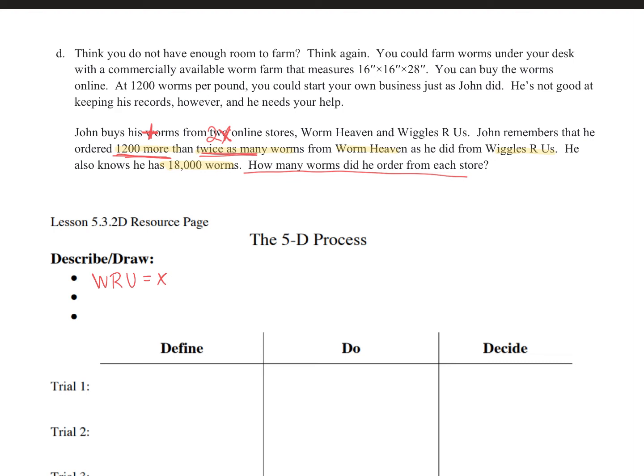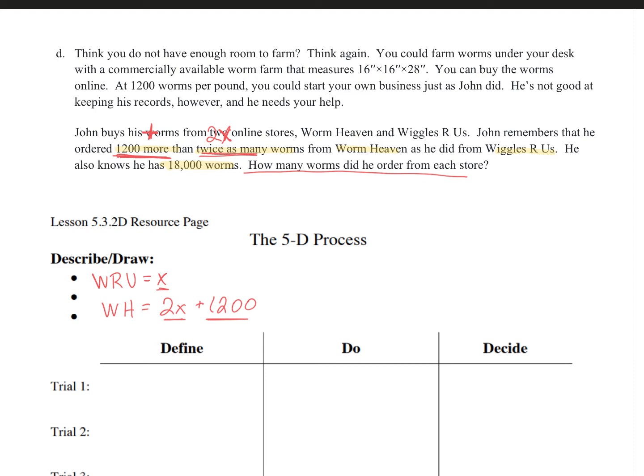The worms he ordered from Worm Heaven, which I'm going to call WH, is equal to 1,200 more than twice as many worms as he did from Wiggles R Us. So 1,200 more, that's addition, and twice as many, that's multiplication. So twice as many, 2x, and then 1,200 more, plus 1,200. That's 1,200 more than twice what he got up here.